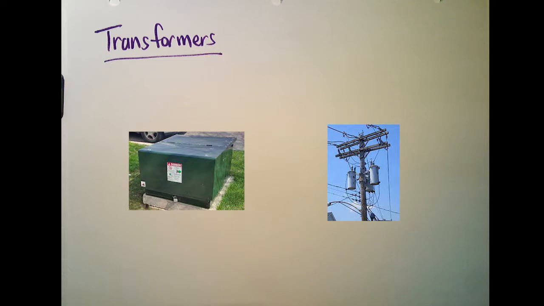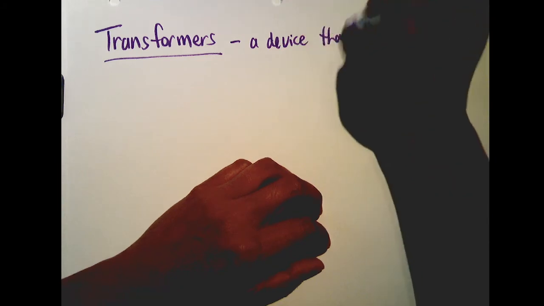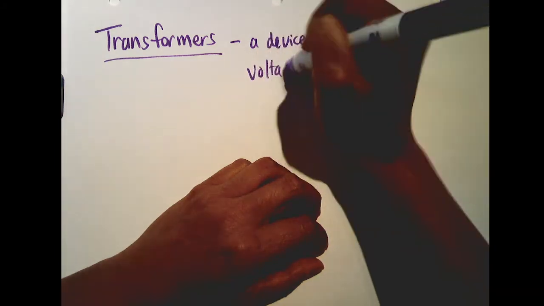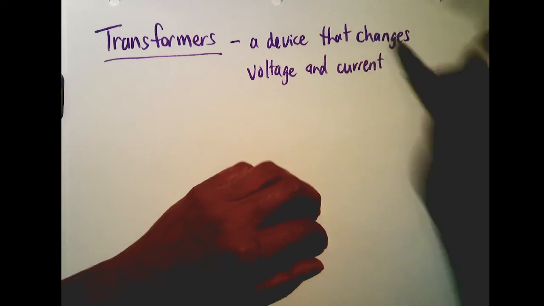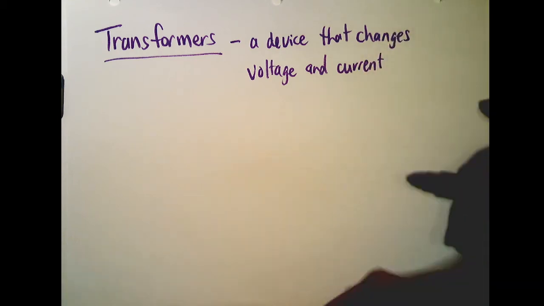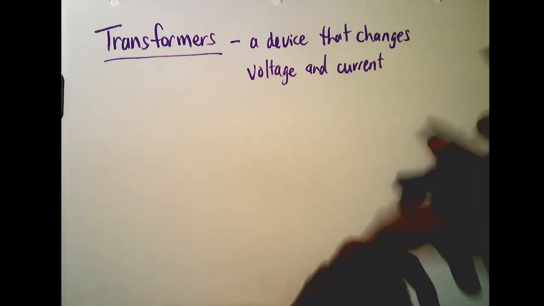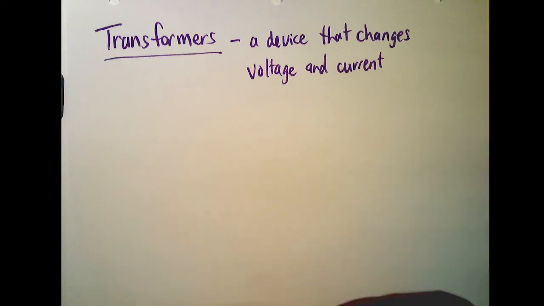So what exactly do they do? Well, basically they're a device that changes the voltage and current. So why on earth would you want to change a voltage and current? Well, basically a generator generates power and it's going to be set at a certain voltage and current, which is not the same as what you get in your house. And I'll explain all the different voltages and currents later.